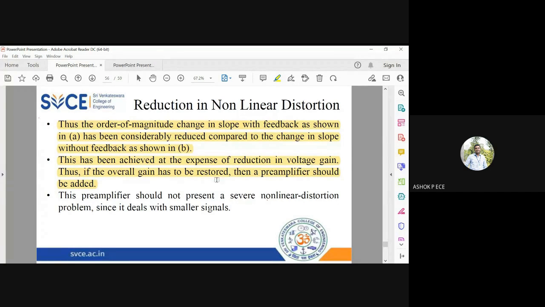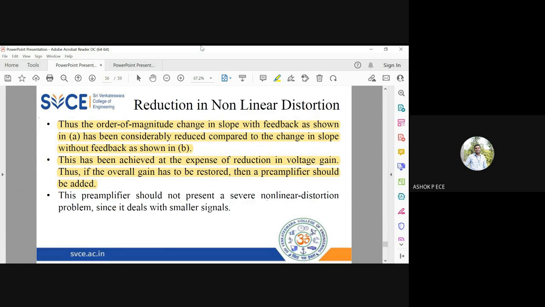Please understand that all properties of negative feedback are under the assumption that my gain is going to reduce. So if you're not interested in the reduction in gain, then you have to amplify your signal before you pass it to the feedback network. In the previous case, we have seen the noise is reduced, but again, voltage gain is also reduced. Now we see distortion is reduced, but again, the voltage gain is also reduced.